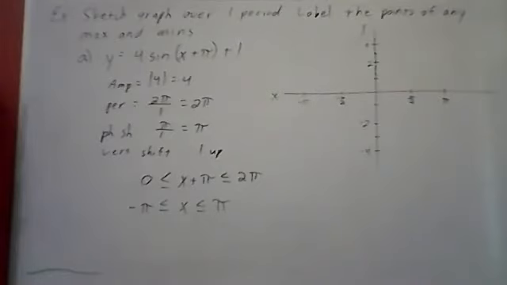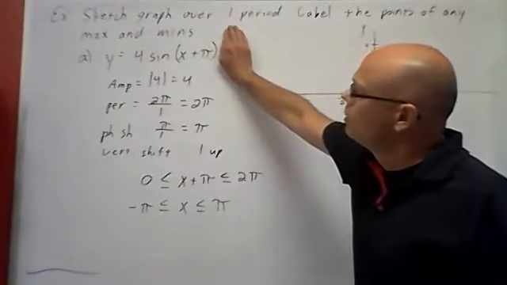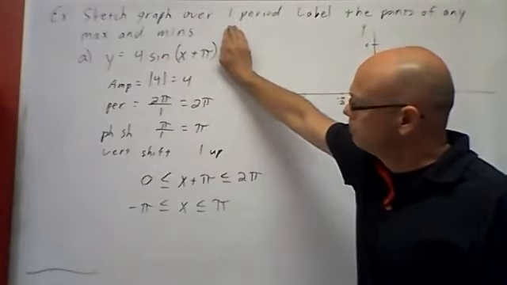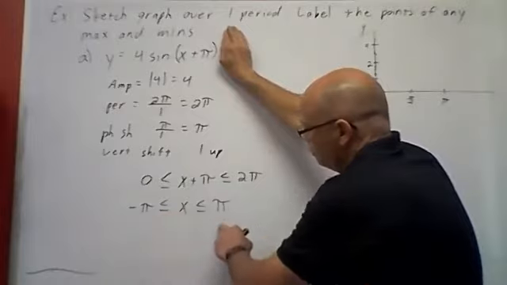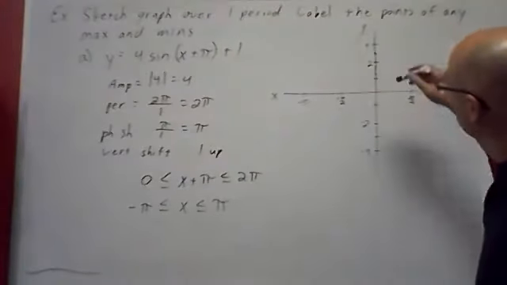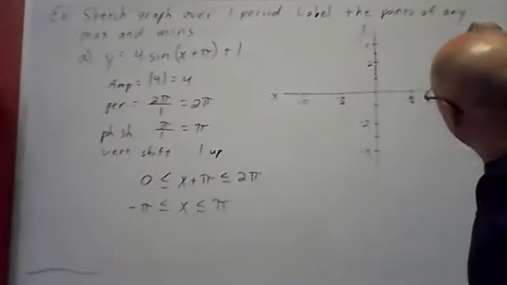So if I draw this graph, I'm going to think of drawing this thing first, okay? 4 times the sine of x plus pi. I want to draw between negative pi and pi. So my sine function normally starts where? Right here? And it goes like that.